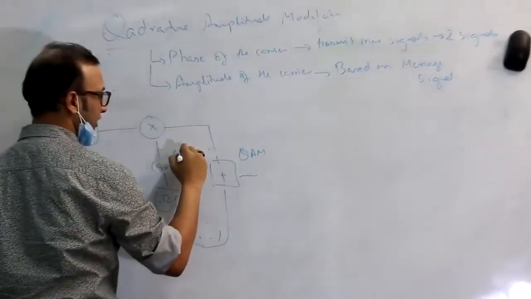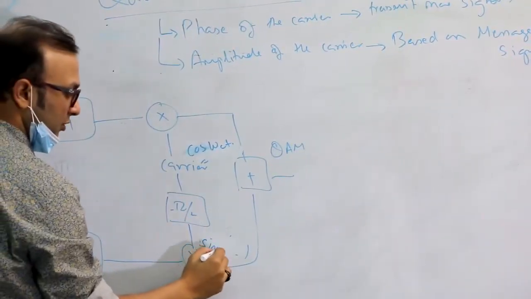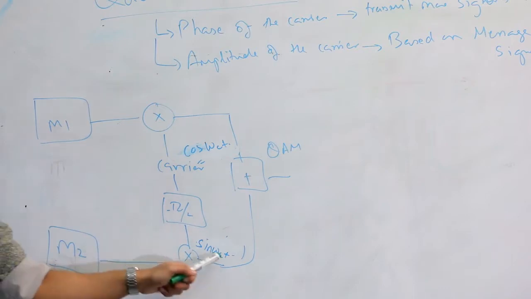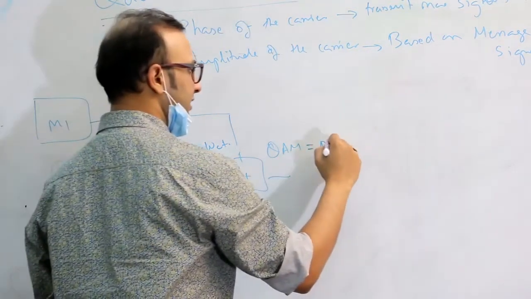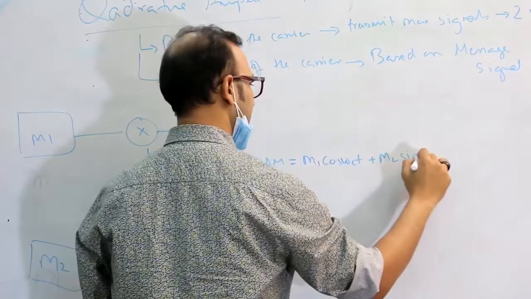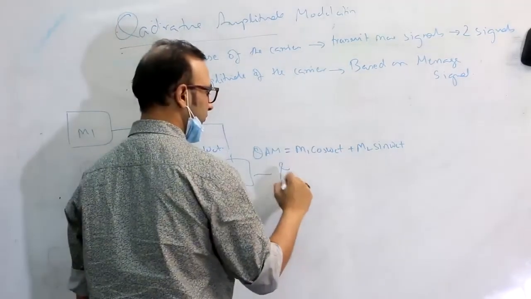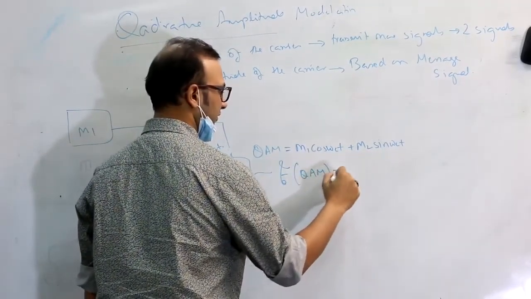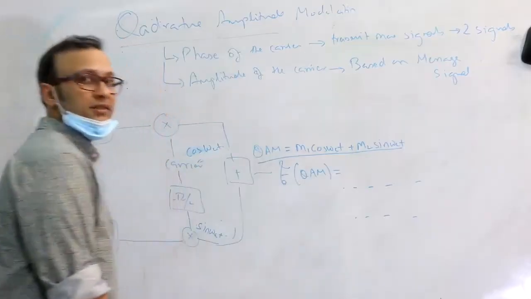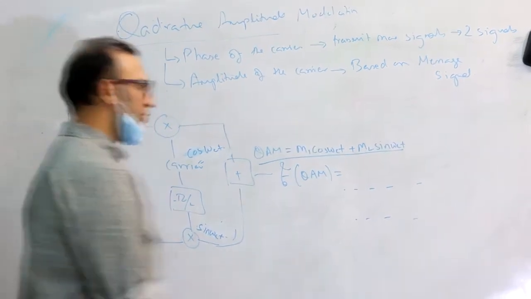This is cosine omega ct, and when you do cosine omega ct minus pi by 2, you will get sine omega ct. So message 1 is multiplied with cosine, and message 2 is multiplied with sine. Mathematically, the QAM signal is m1 cosine omega ct plus m2 sine omega ct. Now you will have to find the Fourier transform of that. This is how it looks in the time domain; please see how it looks in the frequency domain. That should be in your report. Let's go to the demodulator now.